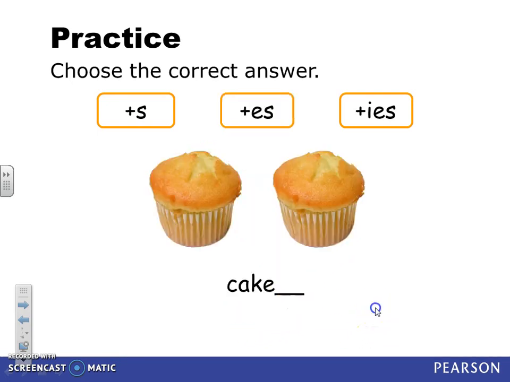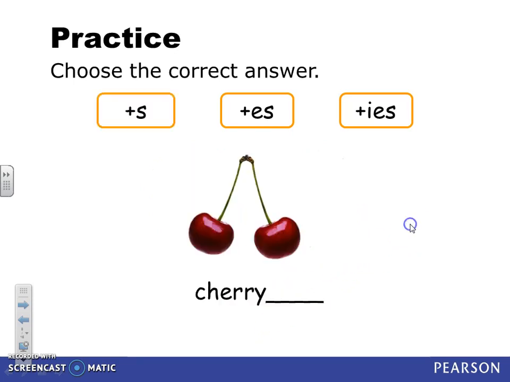Good job. Okay, question number 2. This time just cakes. What is the correct ending to make the plural? 5, 4, 3, 2, 1. Good. Should just be an s. There is no special rule here. Just need to add s to make the plural.